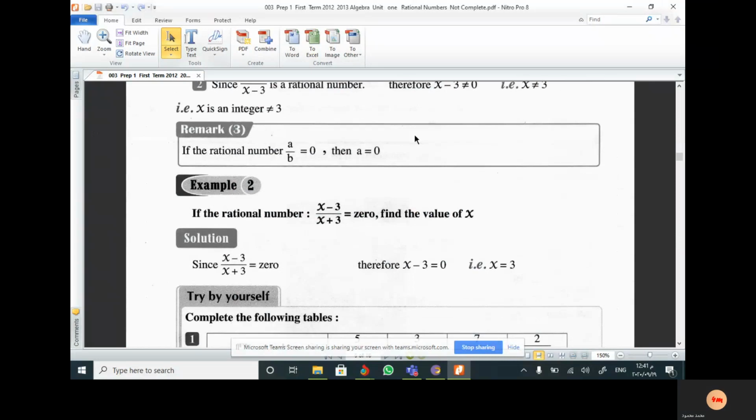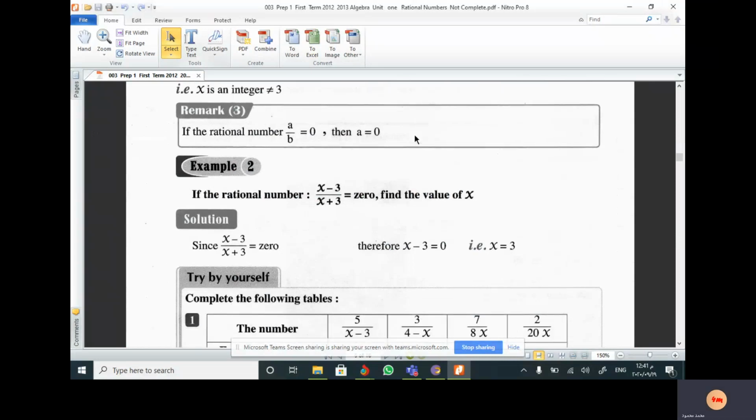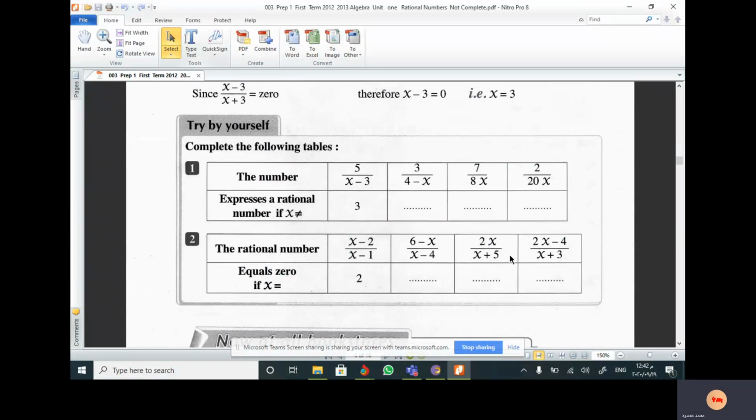Now, remark. The rational number a over b equals 0, so a equals 0. If a rational number equals 0, the numerator equals 0. If the rational number x minus 3 over x plus 3 equals 0, find the value of x. To find the value of x, you must put x minus 3 equals 0, so x equals 3. Try by yourself.